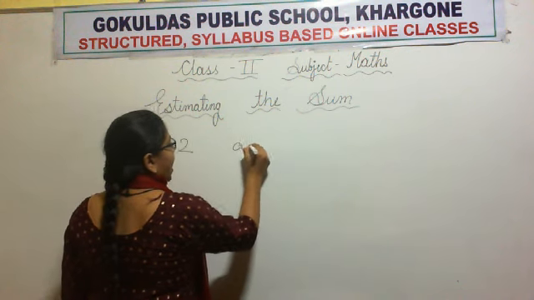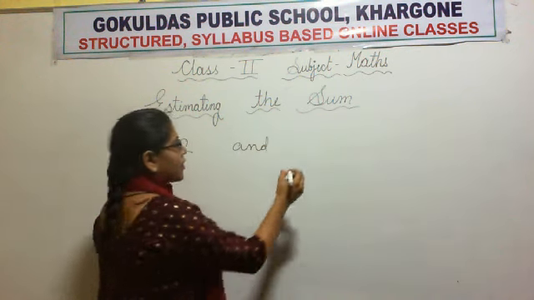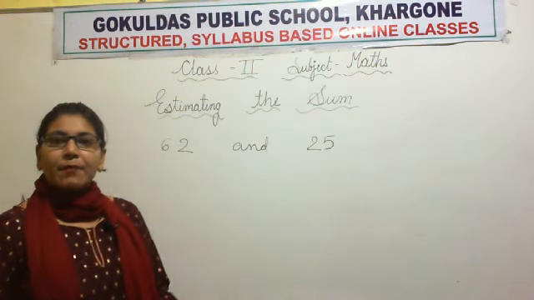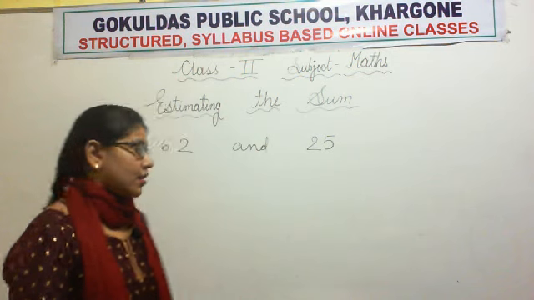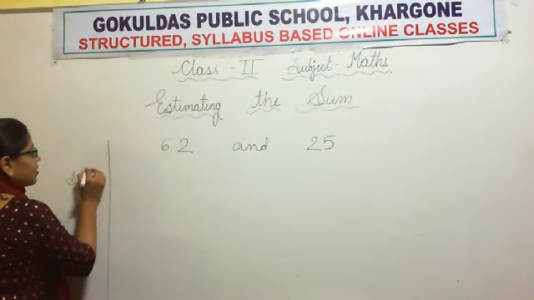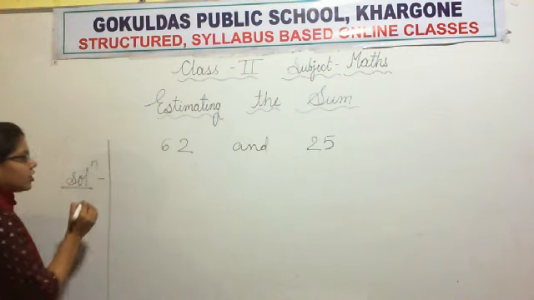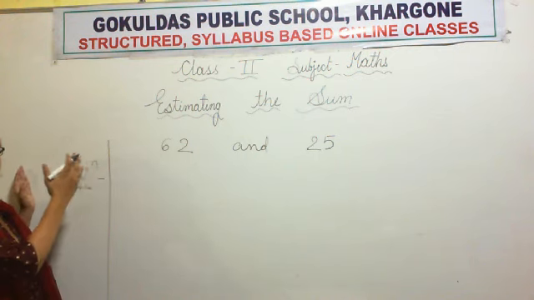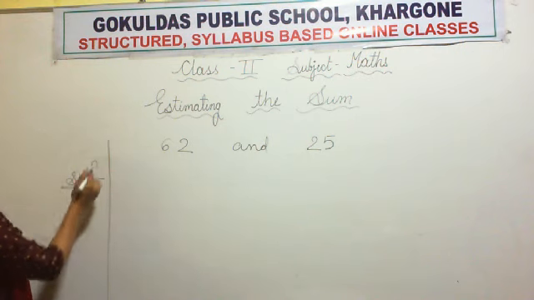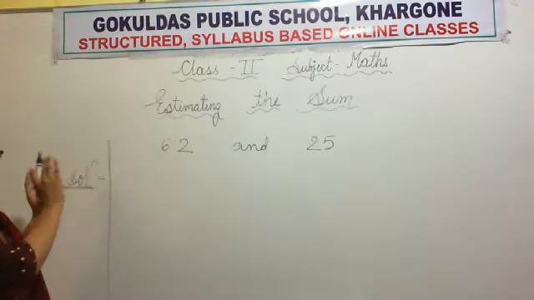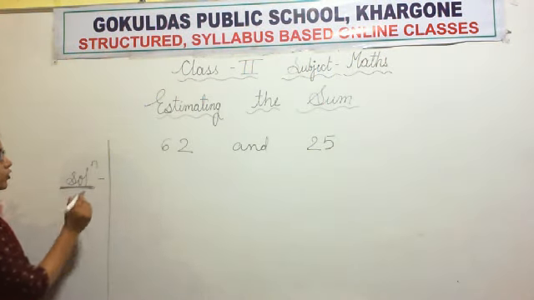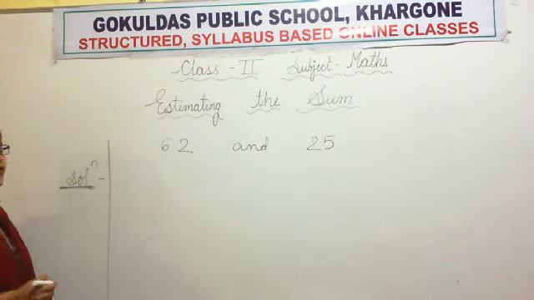62 and 25. Let's find the estimated sum and actual sum. See, I am writing the solution in short form. We are not having much space right over there to the left of the marginal side, so we can write the solution in short form. This is the short form of the solution.